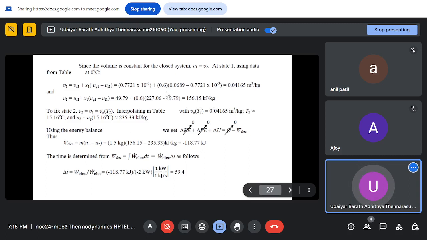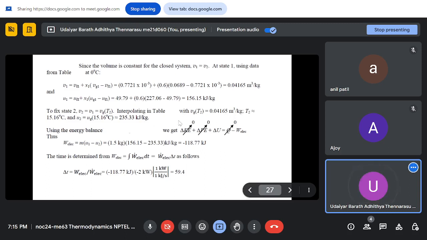Next, at state 2 we know that the specific volume is equal to the specific volume at state 1, and this will be equal to the saturated vapor specific volume. Using that, and interpolating from the chart, you will find that the temperature at state 2 is 15.16 degrees Celsius. Using that temperature we can find the saturated vapor internal energy, which is equal to 235.33 kJ/kg.